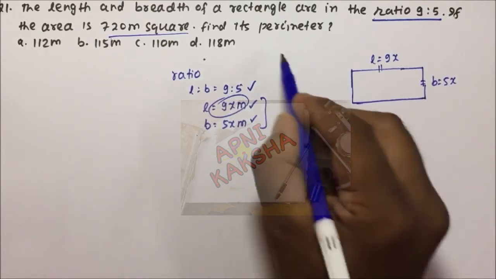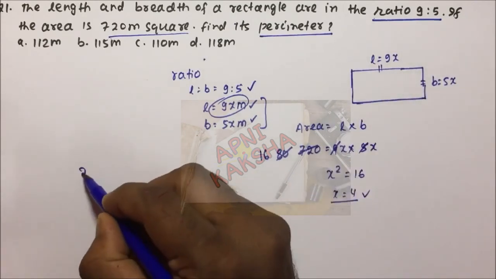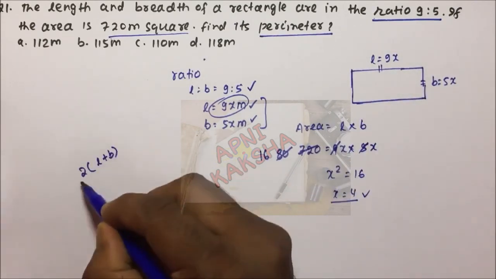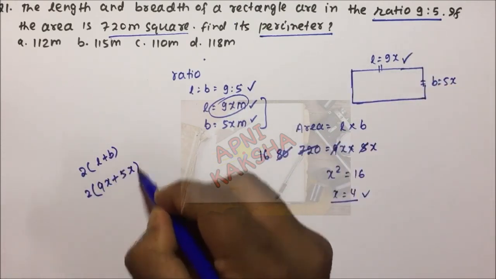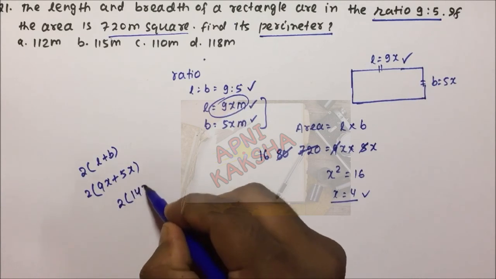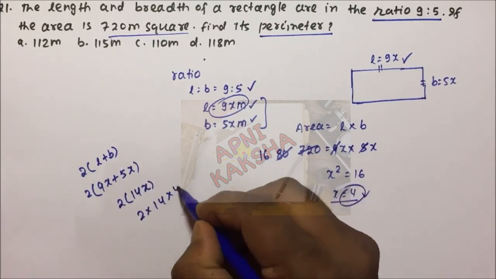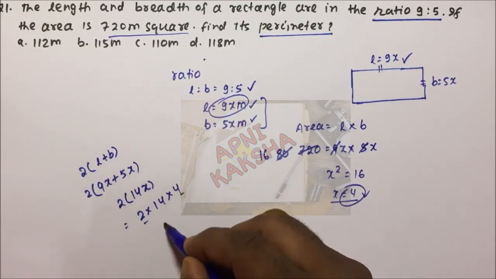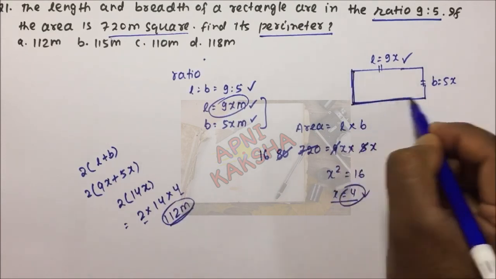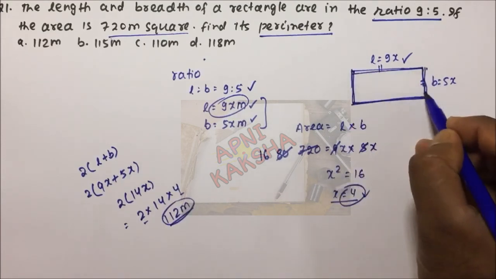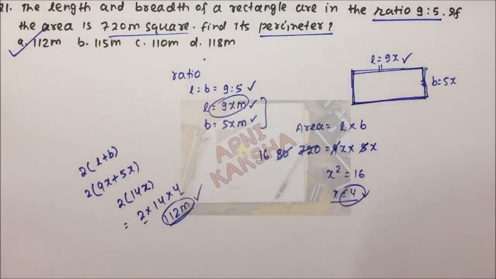Now what are they asking? Find its perimeter. So friends, the perimeter will be 2 into (length plus breadth). Length is 9x and breadth is 5x. So 2 into 14x, and the value of x is 4. So 8 into 14 will be 112 meter. So the perimeter of the rectangle, that means the sum of the lengths of the sides, will be 112 meter, and option A will be the correct answer for question number 1.